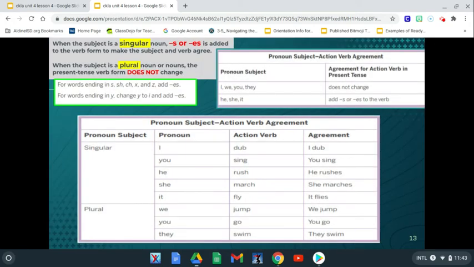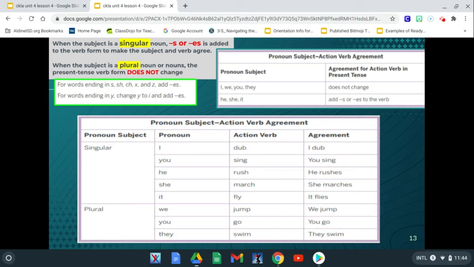So the first thing that we're going to make sure that we review and fully understand is our pronoun subject action verb agreement. That's a long thing to say. Pronoun subject action verb agreement. Two of the key things to remember is that when the subject is a singular noun, we're going to add S or ES. What is a singular noun, Miss Rogers? A singular noun is anything that's just one. So if I said a car or a toy or a boy, that's singular. That means one person, place, or thing.